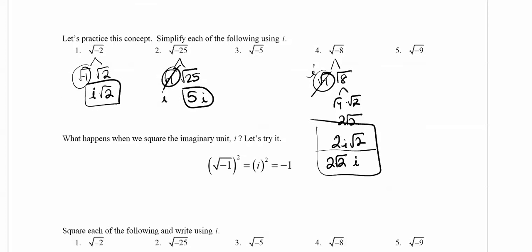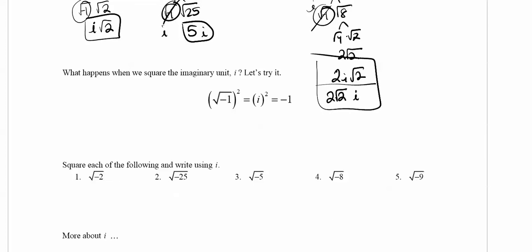Now, the mistake was when we got to i squared. The square root of -1 squared is equal to i squared, because we know that the square root of -1 is equal to i, and therefore the square root of -1 times the square root of -1 would be equal to i squared. But what does that mean? Let's explore that a little bit more.